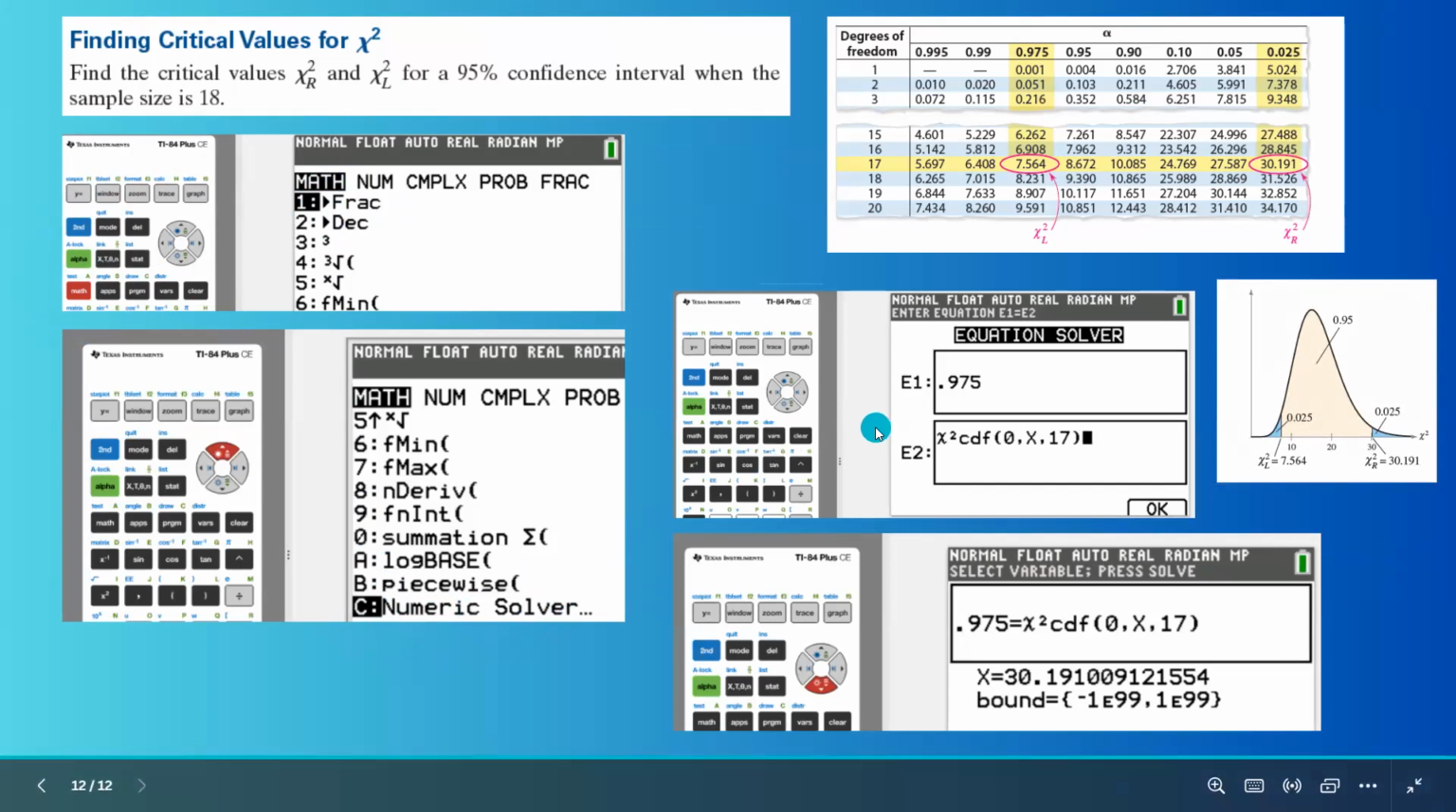First of all, using your calculator, you need to click on Math. The Math key is just on the left-hand side of your calculator. When you get to Math, go to Number that has Numerical Solver on it. Click on that, and it gives you Equation Solver. You have E1 and E2. In E1, enter the area on the right-hand side, which is 0.975 or 97.5%.